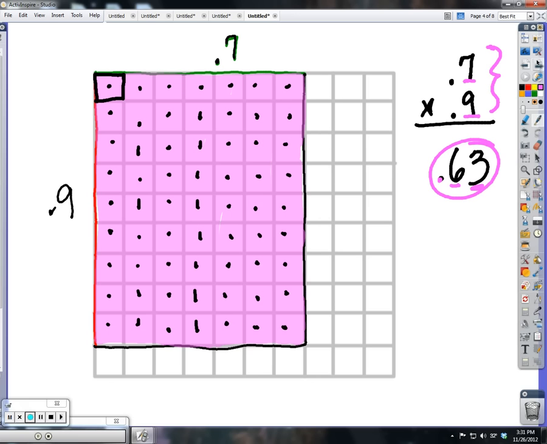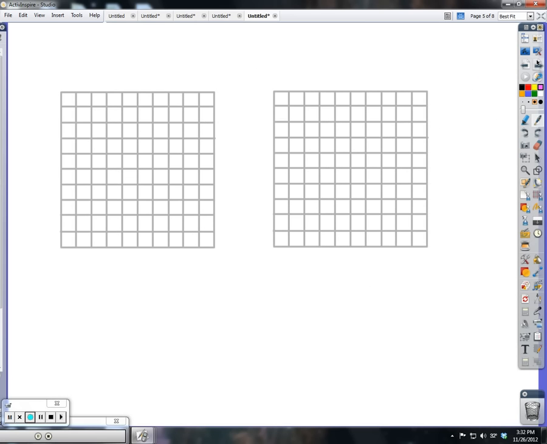Now let's look at one more example. This time we're going to multiply a decimal number by a whole number. Let's take 36/100ths multiplied by 4.